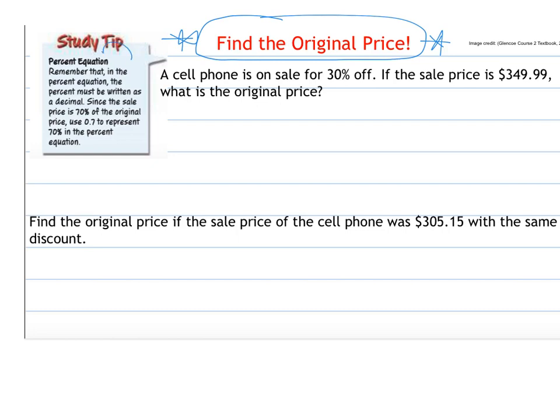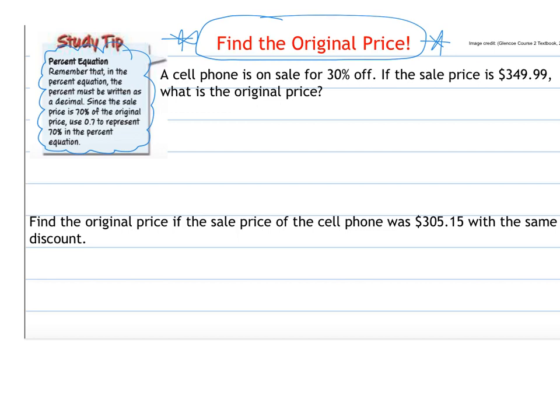And let's look over here. Remember that in the percent equation, the percent must be written as a decimal. Since the sale price is 70% of the original price, we would use 0.7 to represent 70% in the percent equation. There's a couple ways to do this, but because a cell phone is on sale for 30% off, remember that means we are paying 70% of the phone.